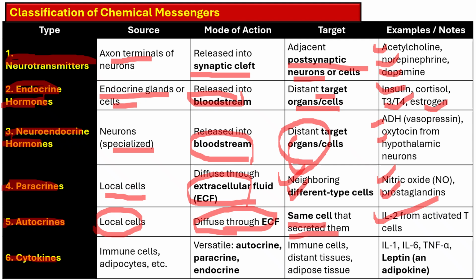Then there are some cytokines that are released from immune cells or adipocytes. Their mode of action is versatile. Some of these have autocrine, paracrine, or endocrine effects. The target cells for these are immune cells, distant tissue, and adipose tissue. Examples are interleukin 1, interleukin 6, tumor necrosis factor alpha, and leptin, which is an adipokine.